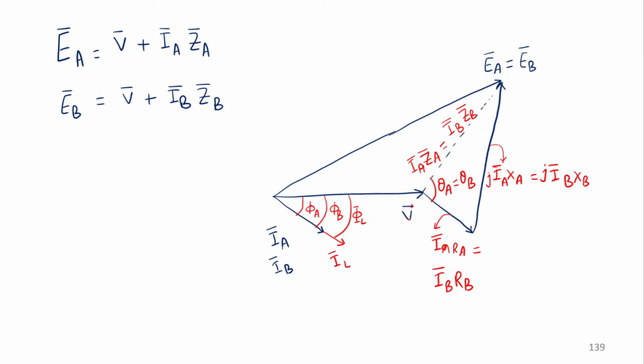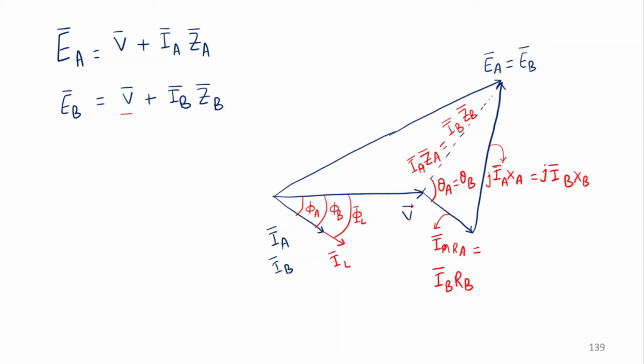So how to draw the phasor diagram? V is the reference phasor, so this is V, plus IB ZB you have to draw. For example, if IA is lagging with an angle phi A and IB is lagging with an angle phi B, this is IL, and it is lagging with an angle phi L.